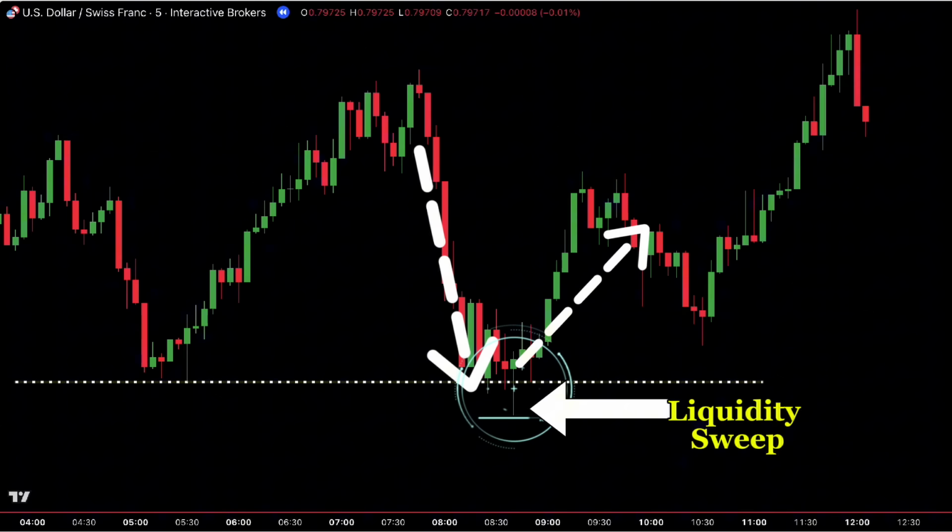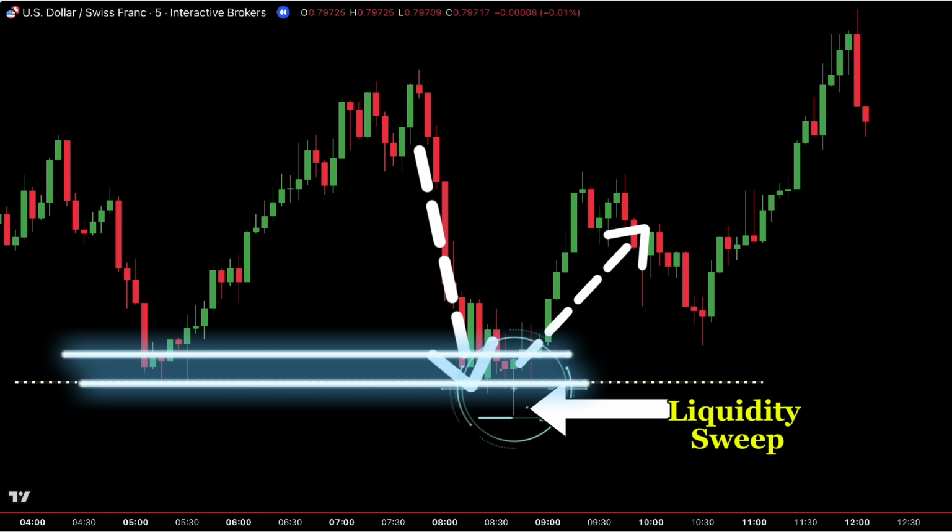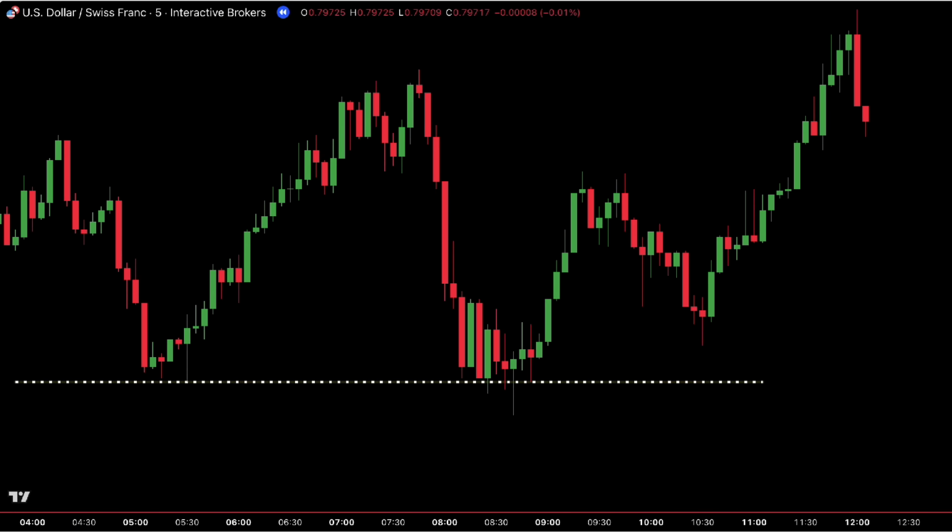If you had mislabeled it as a demand zone, you would have drawn a big rectangle, watched price break through it, and assumed it was invalid, when in reality, the break was just a liquidity grab below support. The zone wasn't the setup, the sweep was. I hope this lesson helped you finally understand the difference between order blocks, supply and demand zones, and support and resistance.